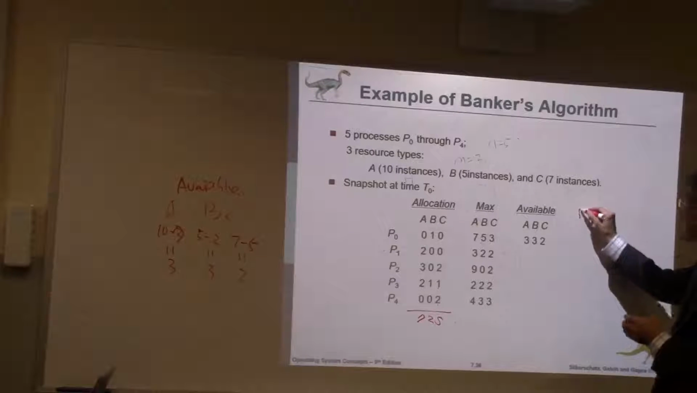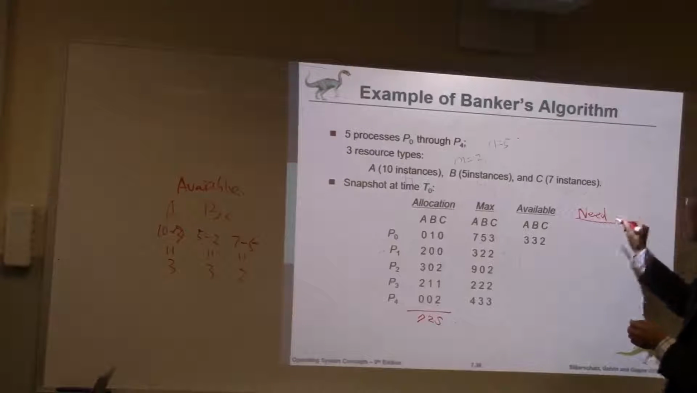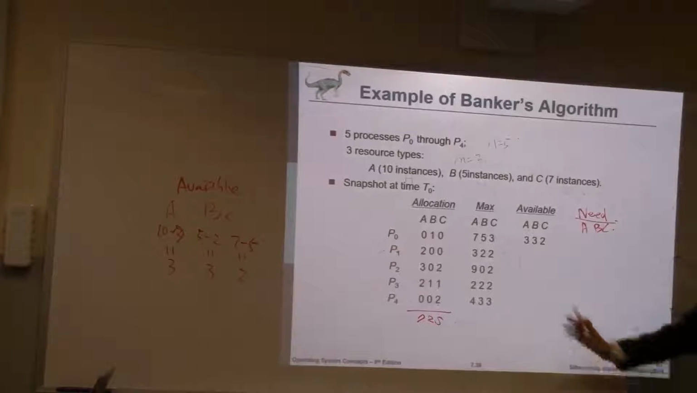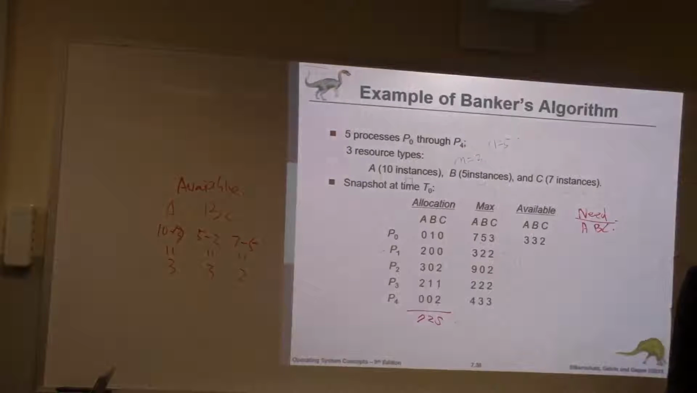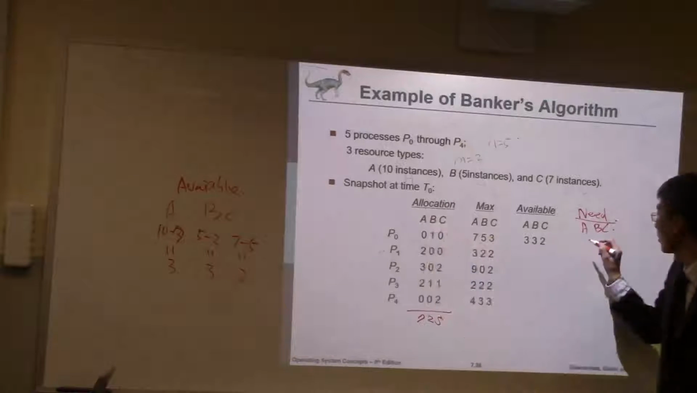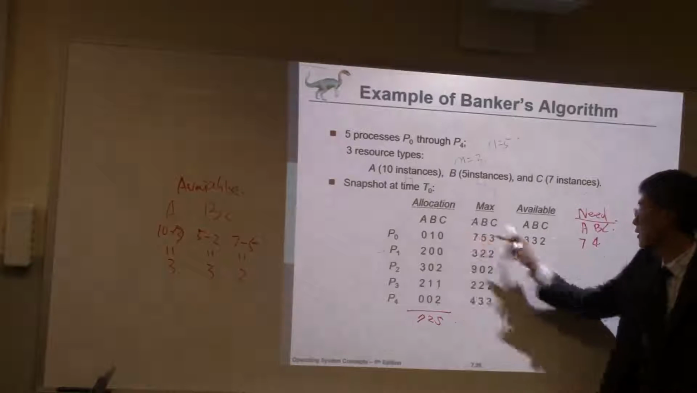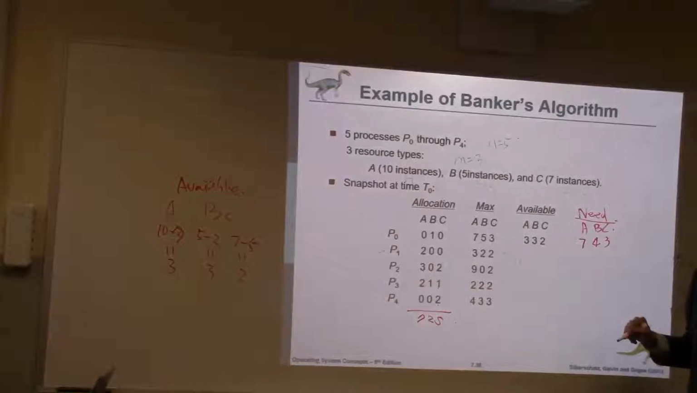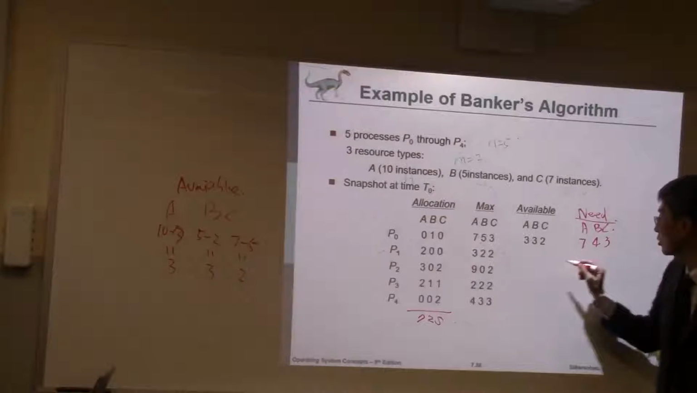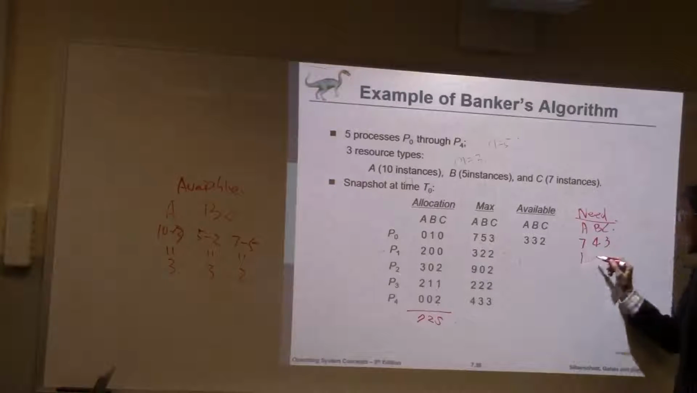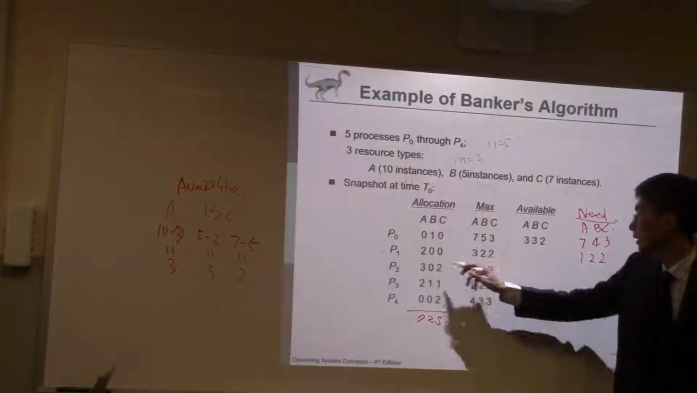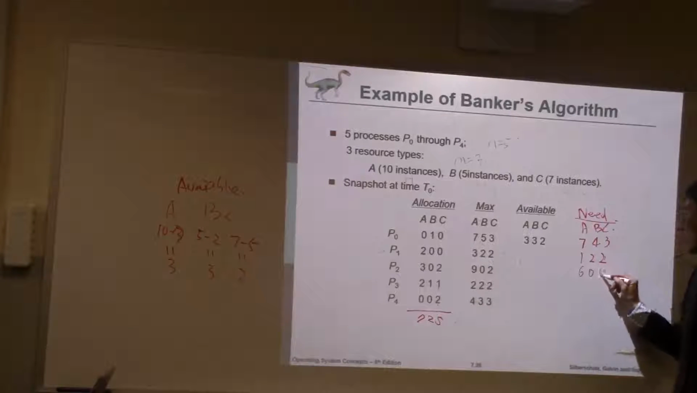Then we can calculate the need. How many more resources are needed to be completed to terminate P0? 7 minus 0, 7. 5 minus 1, 4. 3 minus 0, 3. Okay? And 3 minus 2, 1. 2 minus 0, 2, 2. And 6, 0, 0. This one, 0, 1, 1.